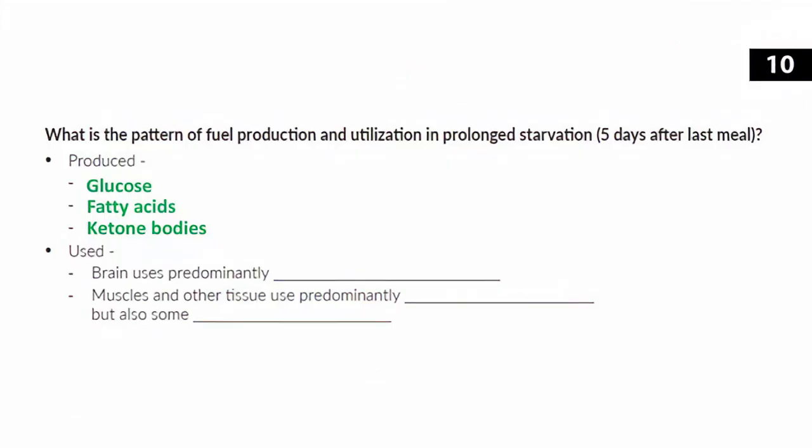But what's different here is the pattern of fuel use. So at 5 days, the brain is predominantly using ketone bodies at this point. So the brain has finally given in. It's not using glucose anymore. It's primarily using ketone bodies. Then the muscle and other tissues are predominantly using fatty acids, but also some ketone bodies, and some of these tissues are going to need some glucose like the red blood cells. So predominantly fatty acids, but also ketone bodies and a little bit of glucose.